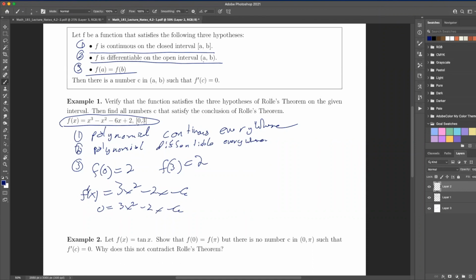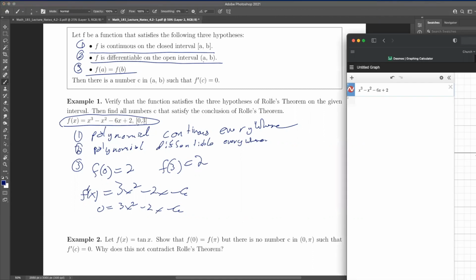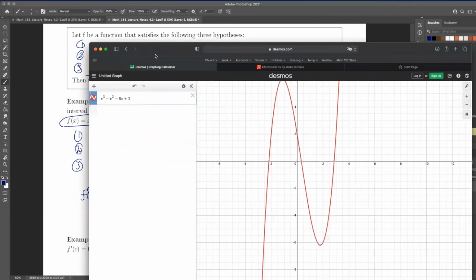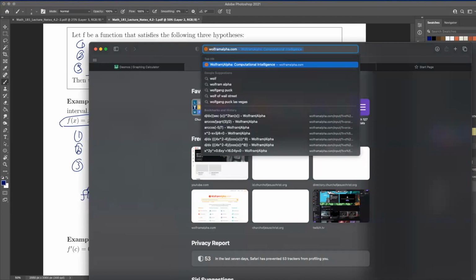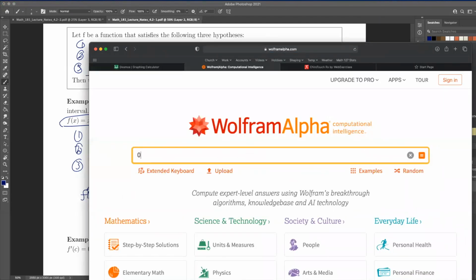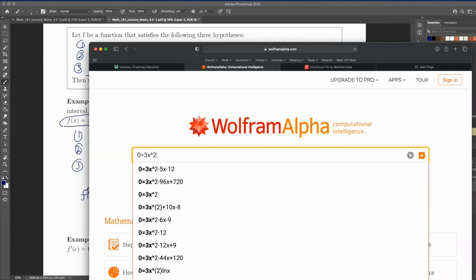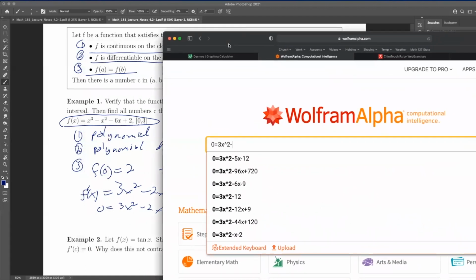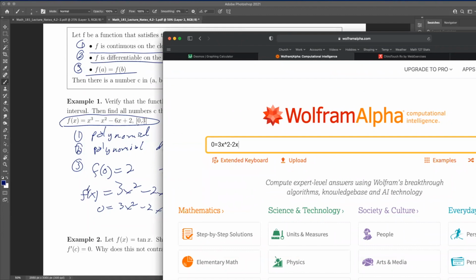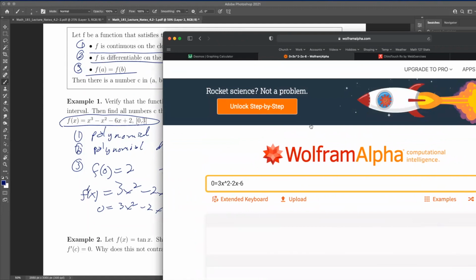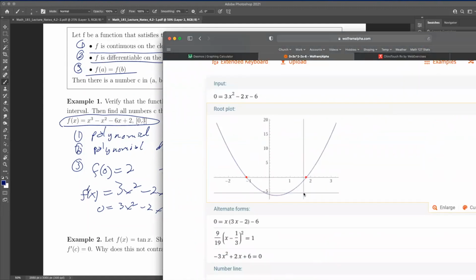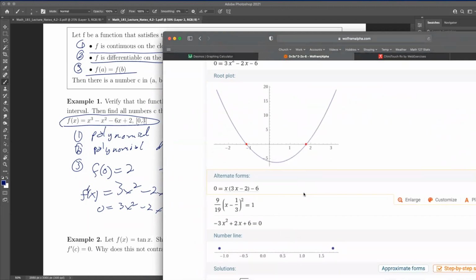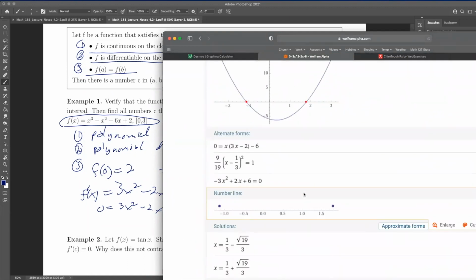What am I up to? Let me open up Wolfram Alpha real quick. So 0 equals 3x squared minus 2x minus 6. Run through the values. And what do we get? Look at this awfulness. Why is it so awful?